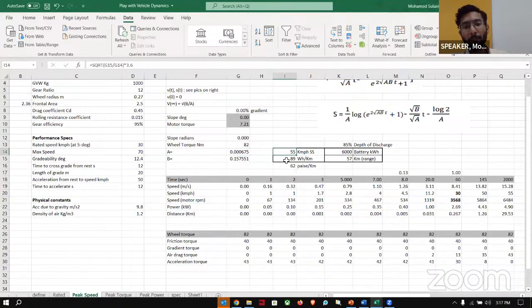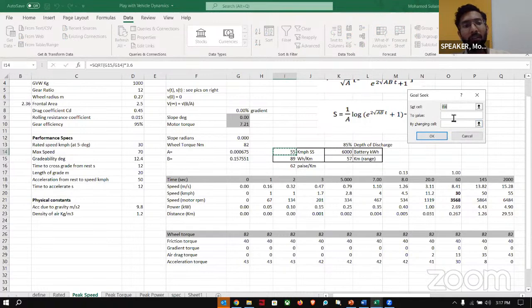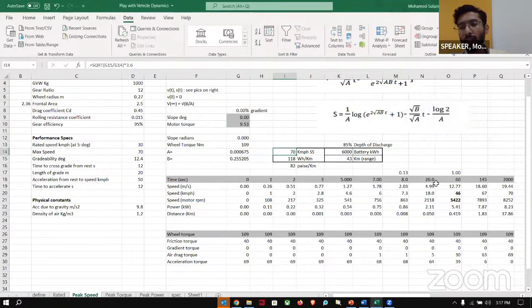During the peak speed, the steady state speed will be changed because we have to arrive at the motor torque. How much would be the torque that the vehicle provides for its locomotion at this peak speed condition? The value has to be changed to 70 by changing this cell, the motor torque. And we have arrived at the peak speed condition. Vehicle torque is 9.53, and the RPM that the motor has to give is 8,252.